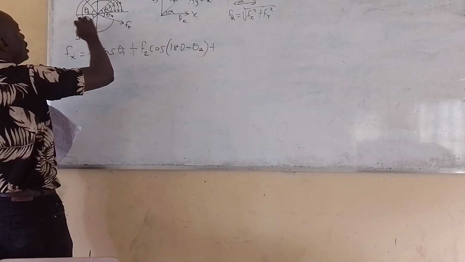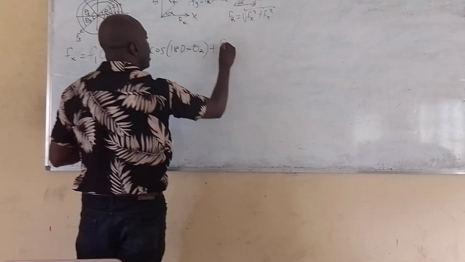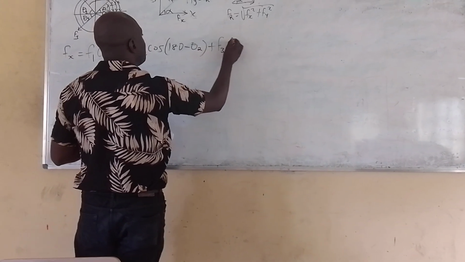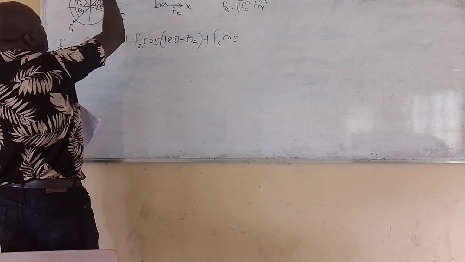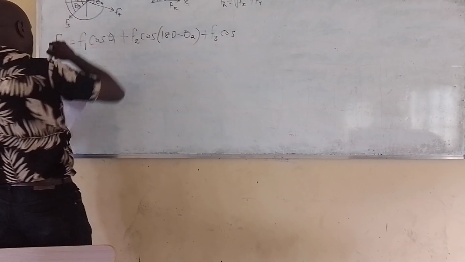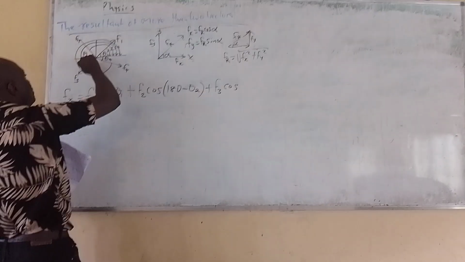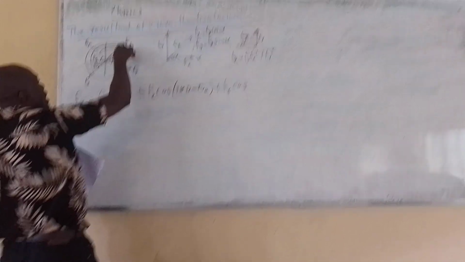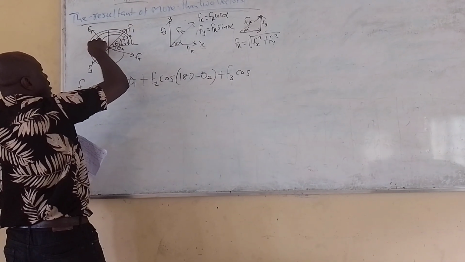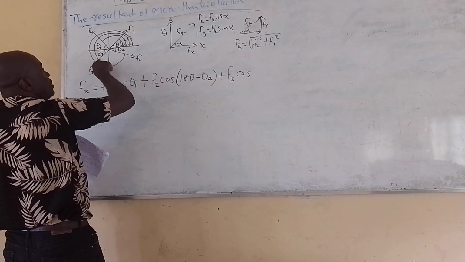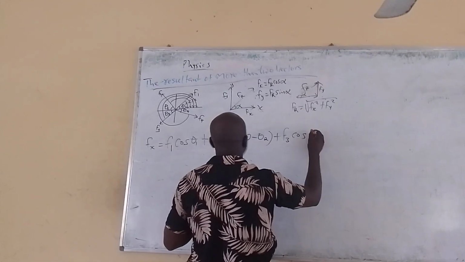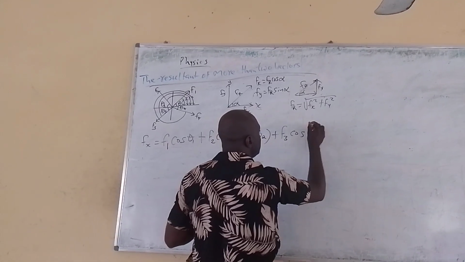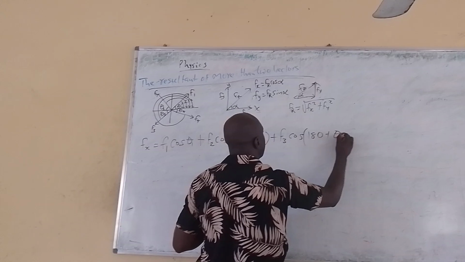Plus, if I want to go for the third one, is this one, okay, f3. So I will say f of 3 cos the whole angle here, down here. So how do I know the whole angle here? I know that from here to here is 180. So if I add theta 3, it will now be this whole angle here. Okay? So it will now be 180 plus theta 3.